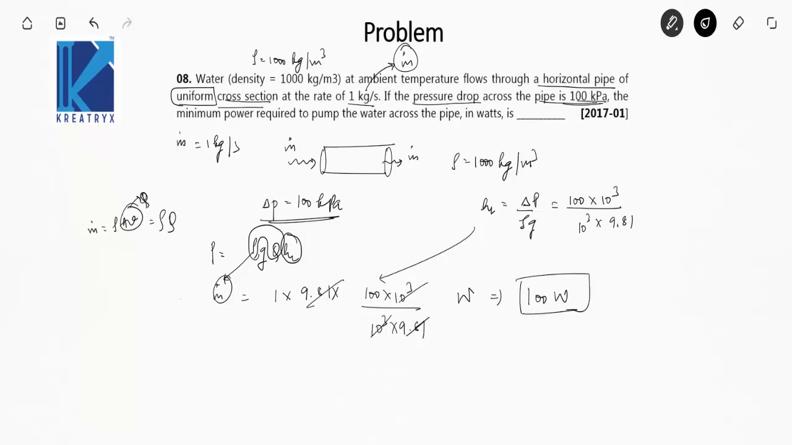Before filling the answer, check in which units you have to fill the answer. In watts. We have got the answer in watts, so the answer will be 100. Simple question, and I mean a scoring question from flow through pipes. It is an important topic and a scoring one also. Okay, important topic. Next question, let's see the next question.